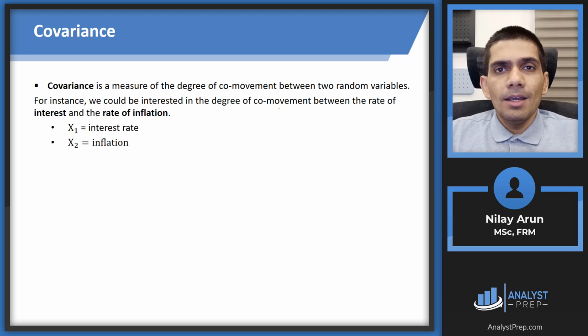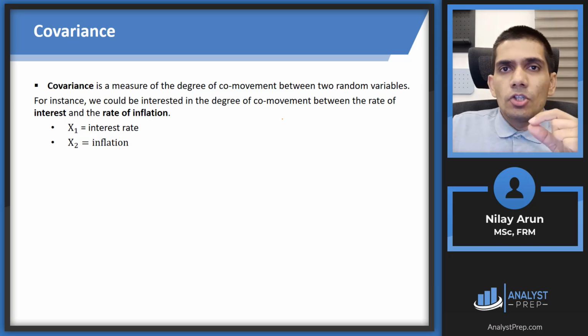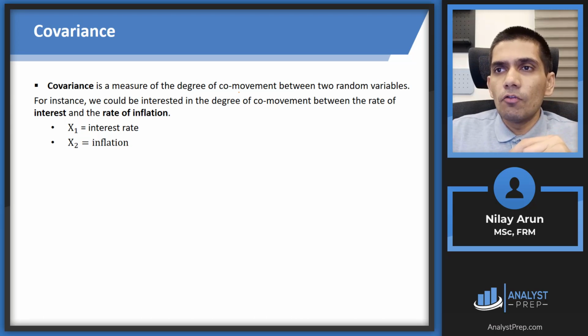For instance, let's say we have one ETF, an exchange traded fund, and the benchmark index, and we want to see how both of them are moving, that would be covariance. If they were moving together, then that would be called a positive covariance. So covariance is a measure of the degree of co-movement between two random variables. One example is what we took, the ETF versus the benchmark. The other one could be the rate of interest and the rate of inflation. We know that is something which also moves together.